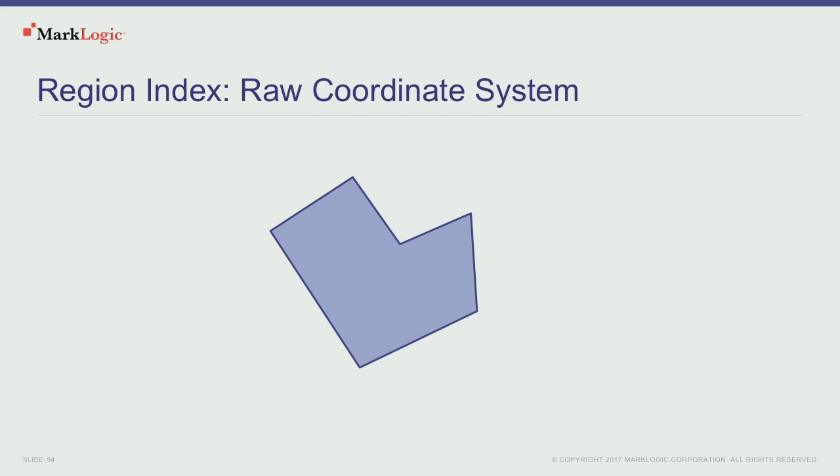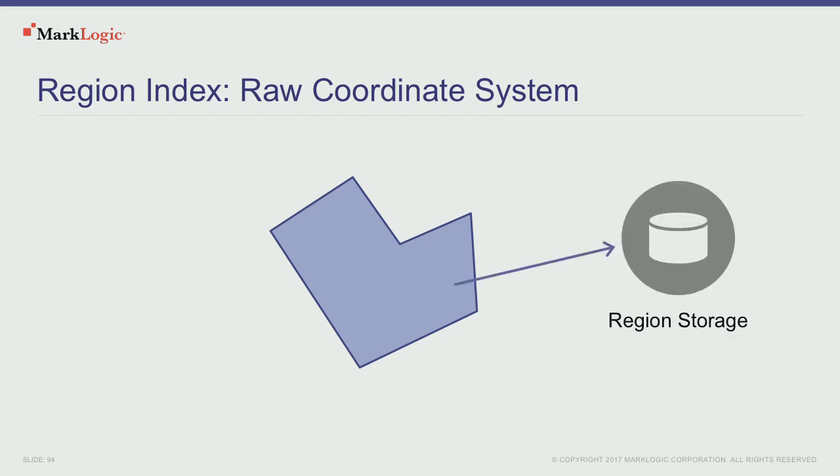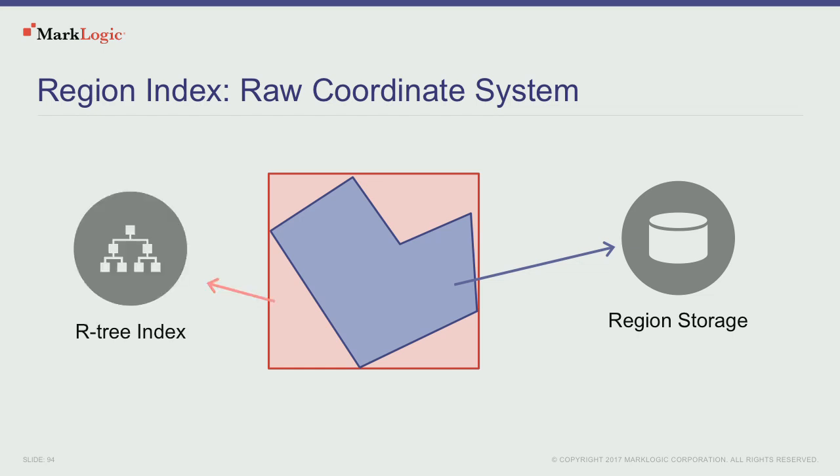Geohashes have geo in the name, right? They only apply for geographic coordinate systems like WGS84. So for the raw coordinate system, what we do is, first of all, we persist this region in a long-term storage. And secondly, the index part of this, the R-tree, is based around the bounding box of the polygon. So that bounding box will get inserted into the R-tree index.